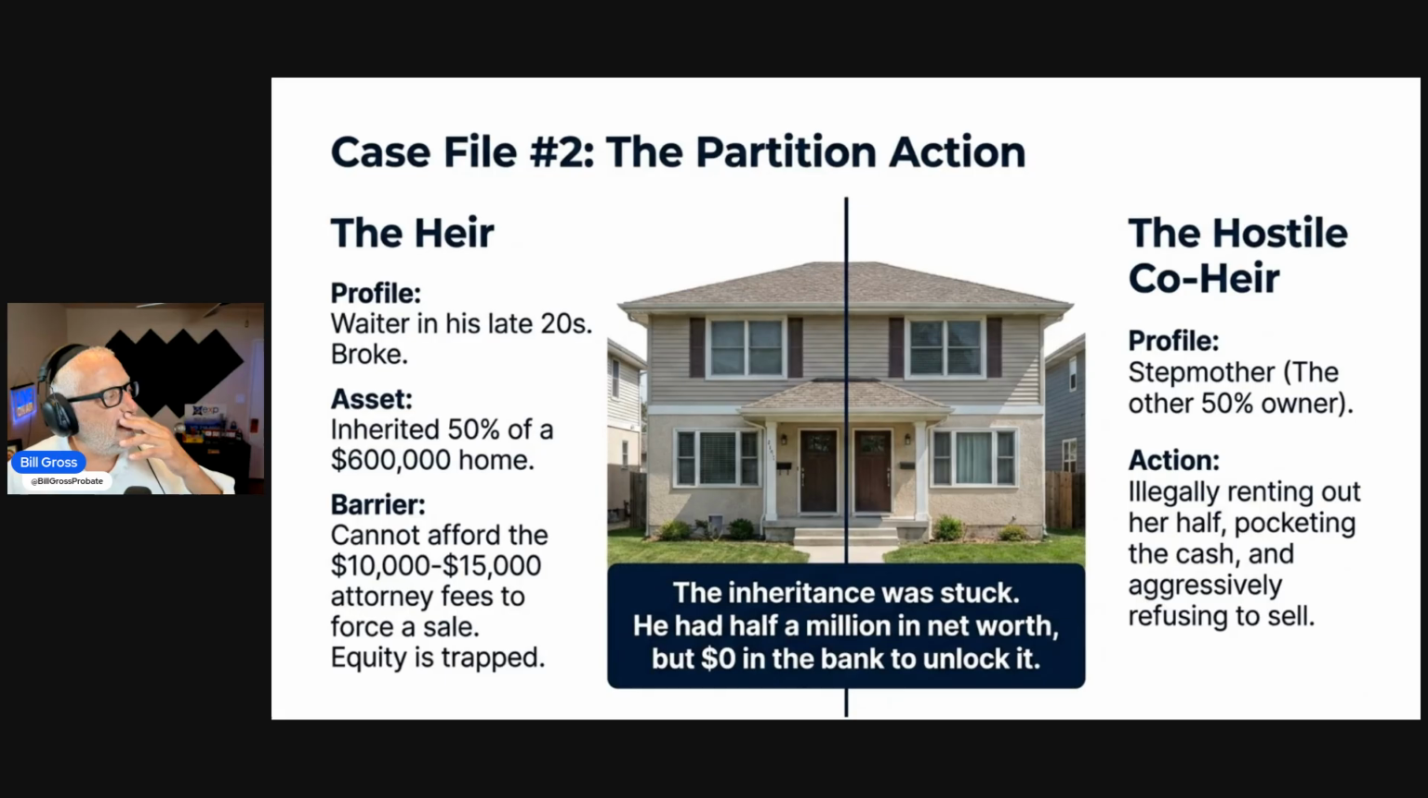So in this case, the profile of the heir was, he was a waiter in his late 20s or 30s. He was broke. He inherited 50% of this $600,000 property, and he couldn't afford the attorney's fees. He talked to an attorney, couldn't afford the fees to hire the attorney. Either he had put the money in the probate, but they got stuck because the other party objected. And so the hostile heir was a stepmother, and she was renting out the property and not properly accounting for all the money.